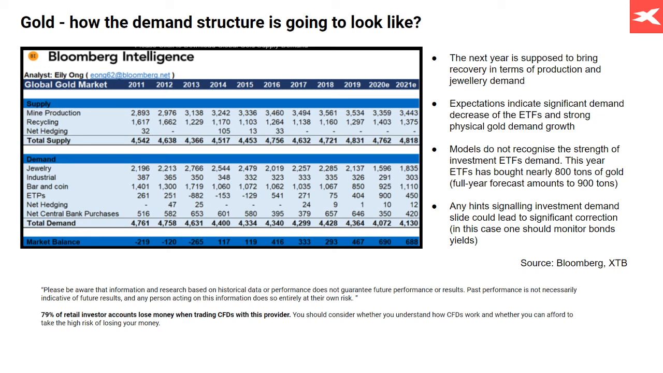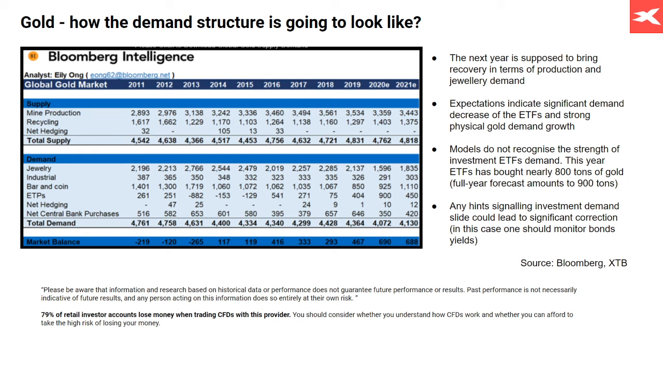Expectations indicate significant demand decrease of the ETFs and strong physical gold demand growth. Models do not recognize the strength of investment ETFs demand, and they are a major part of demand for gold and silver and precious metals in general. This year, ETFs have bought nearly 800 tons of gold. Full year forecast amounts to 900 tons, and we're in August. So you can see that the forecast was just very close to what we've already done.